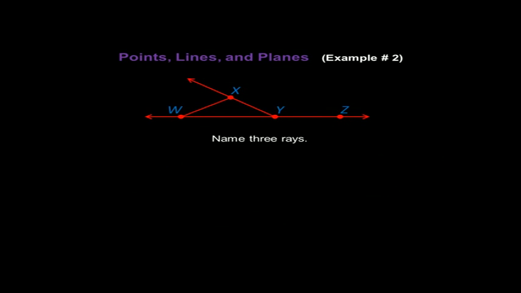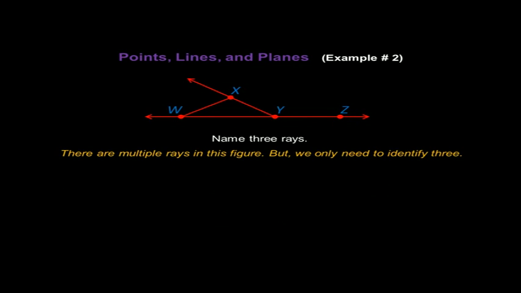Now in this example, let's name 3 rays. There are multiple rays in this figure, but we only need to identify 3. We can start at W and go on forever through Y or Z. So let's go ahead and call this ray WY.